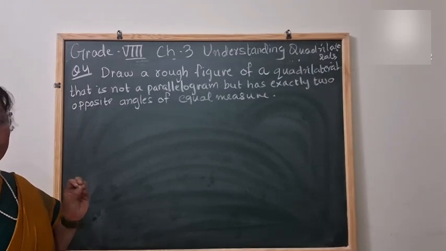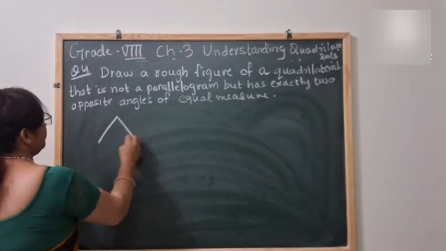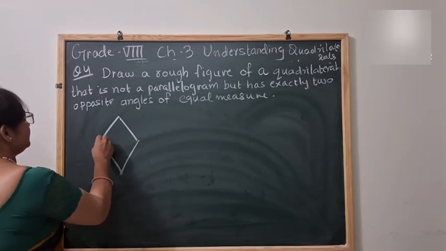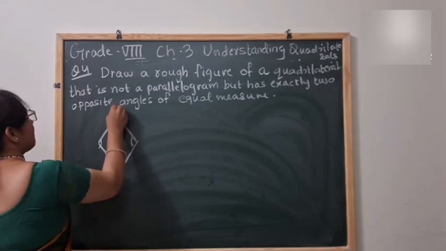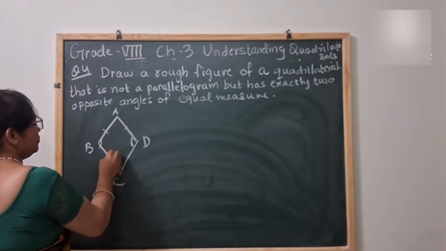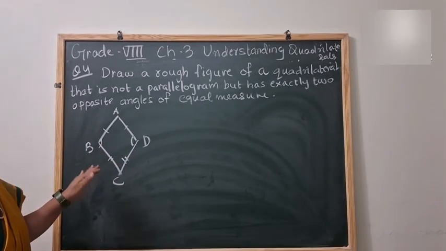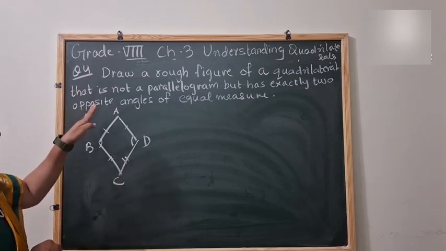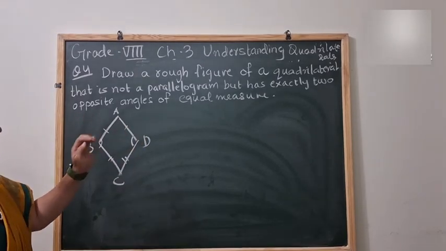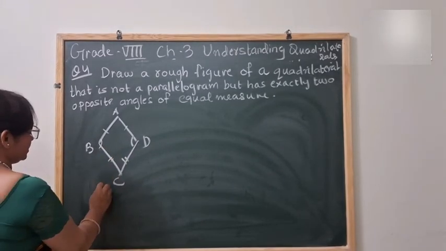Can you recall one of the quadrilaterals which we have already discussed earlier? What is the name of this quadrilateral, students? This is a kite. Now these two sides are equal and these two sides are equal. Only these two angles are equal. So this is a quadrilateral and not a parallelogram. This is what we are asking: a quadrilateral that is not a parallelogram but has exactly two opposite angles of equal measure. So this is a kite.